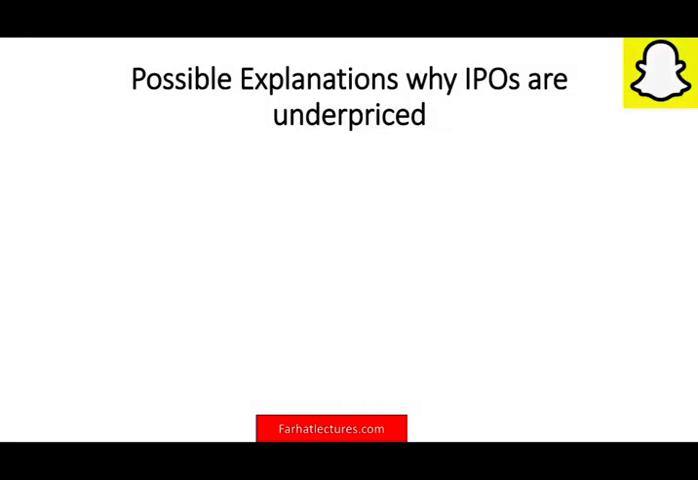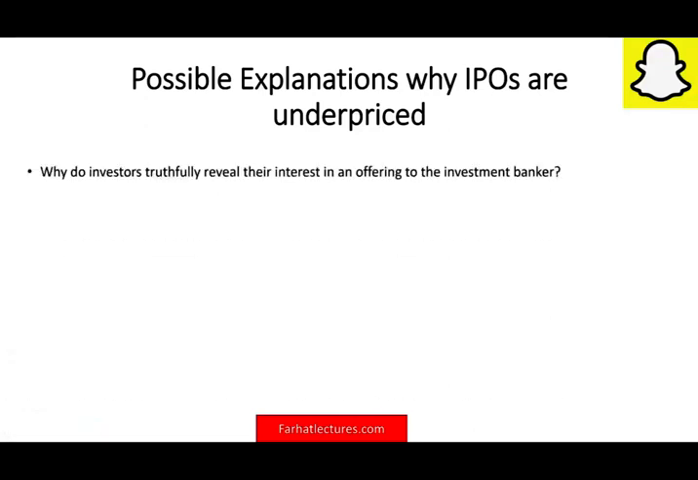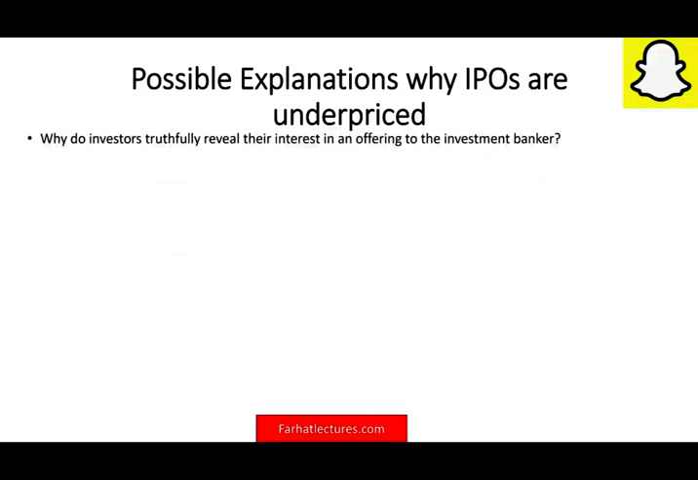Now we're going to talk about possible explanations for why IPOs are underpriced. What does underpriced mean? It means the company gets less money than what it should have. That's what underpriced is, and we're going to look at some possible explanations. The first question is, why do investors truthfully reveal their interest in an offering? When the underwriters go on the roadshow, why do investors tell them the truth, like how much they want to buy?